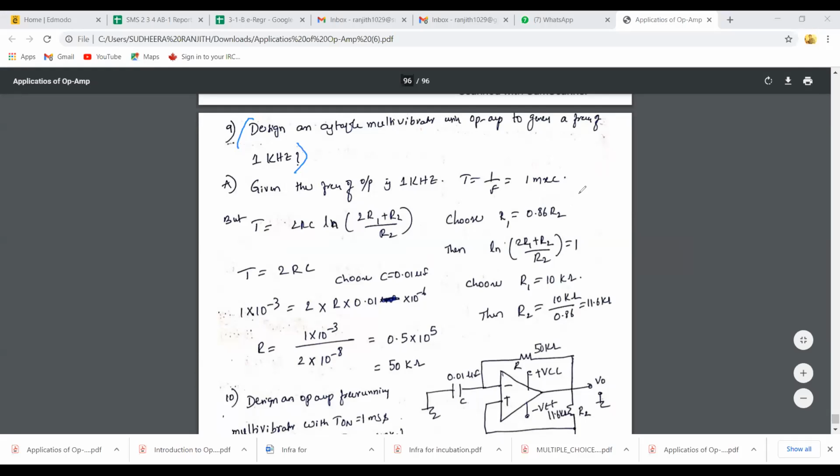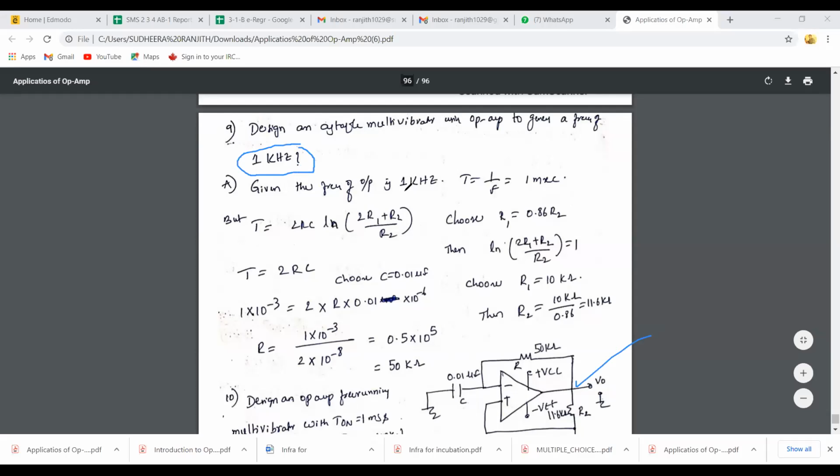Design an astable multivibrator with op-amp to generate a frequency of 1 kHz. అది ప్రాబ్లం. ఎలా డిజైన్ చేస్తారు? సర్క్యూట్ డిజైన్ చేయమంటున్నాడు. మీరు ఇంటిగ్రేటర్ డిఫరెన్షియేటర్ ఎలా చేశారో అలానే సర్క్యూట్ డిజైన్ చేయాలి. ఎలా చేస్తారు? వాట్ ఈస్ ద గివెన్ డేటా?